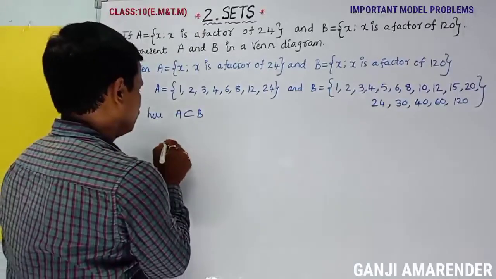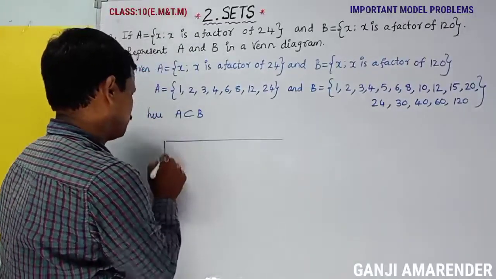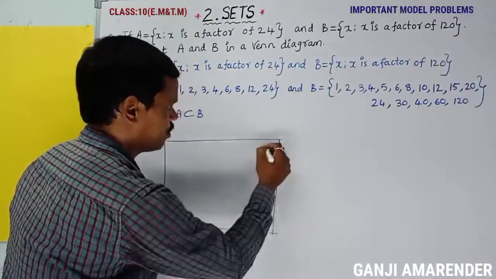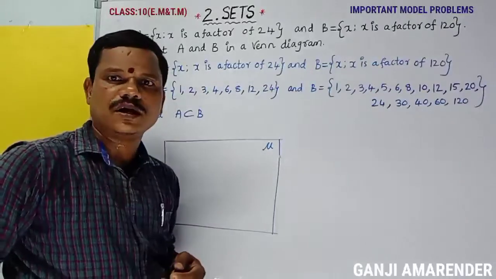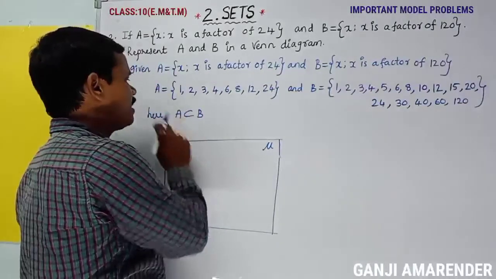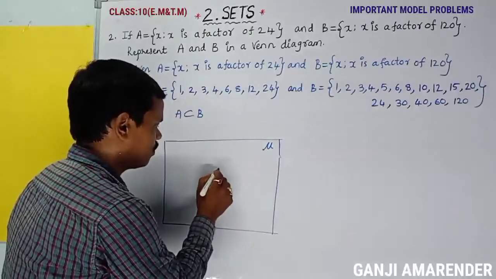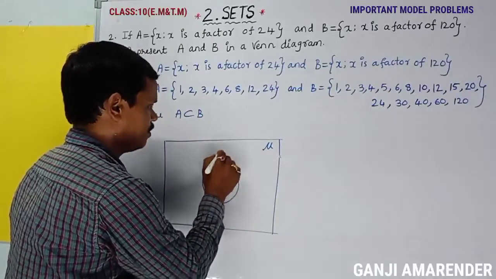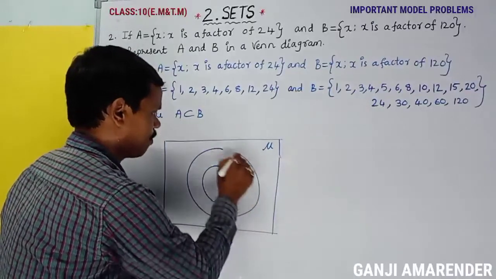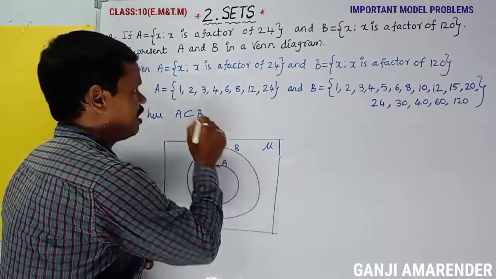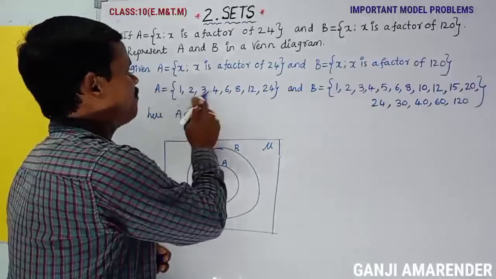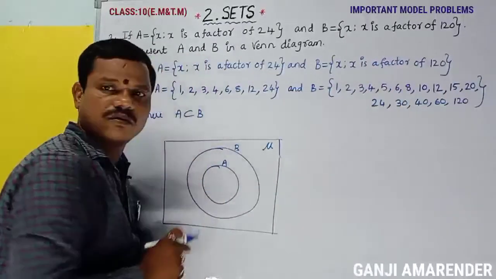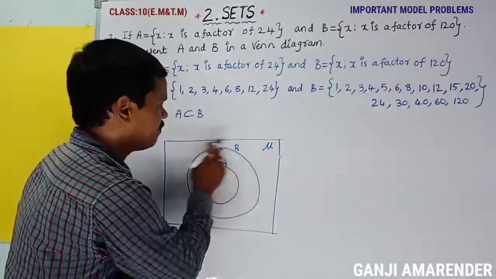Representation of a Venn diagram: first draw the universal set. Here set A is a subset of B, so this is set A and this is set B. Every element of A is an element of set B, so B contains the set A. Write the set A inside of set B.